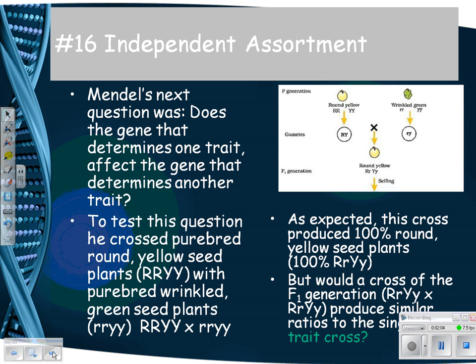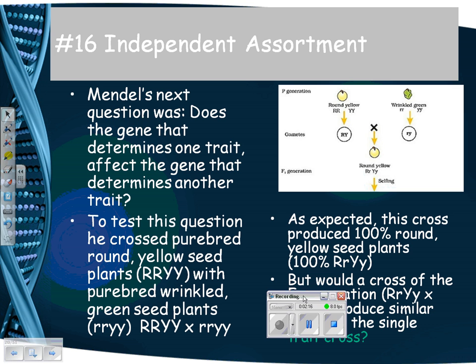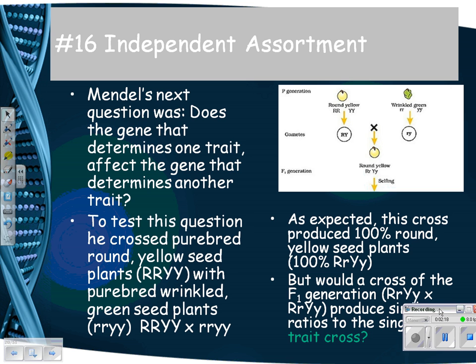Okay, but the question is, would a cross of the F1 generation, the offspring here, have similar ratios to a single trait cross? Remember, a single trait cross ended up being 3-to-1 of the dominant trait in the phenotype to one of the recessive traits. Okay, so would it be similar to that?